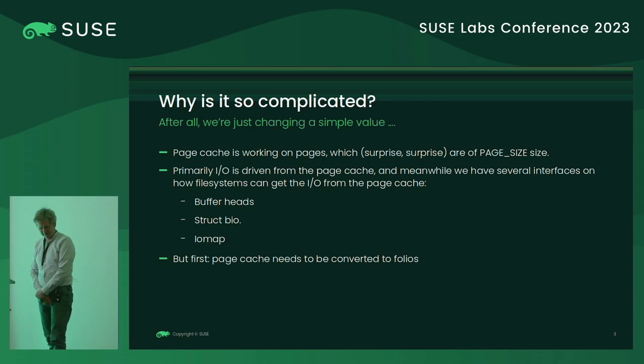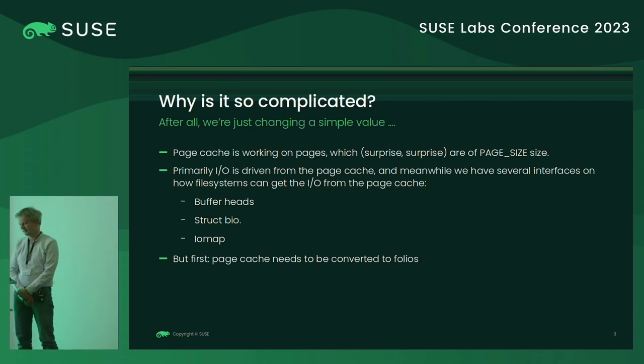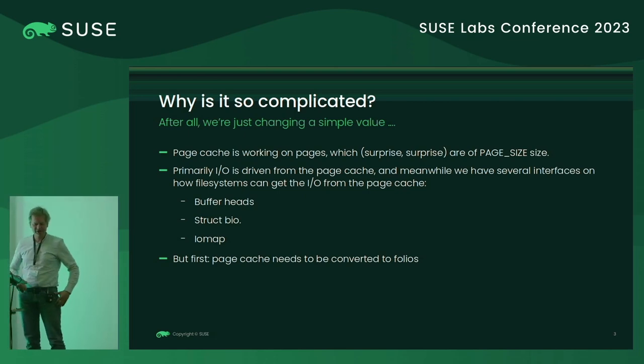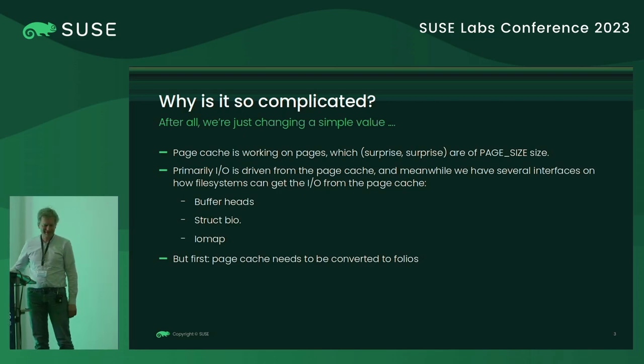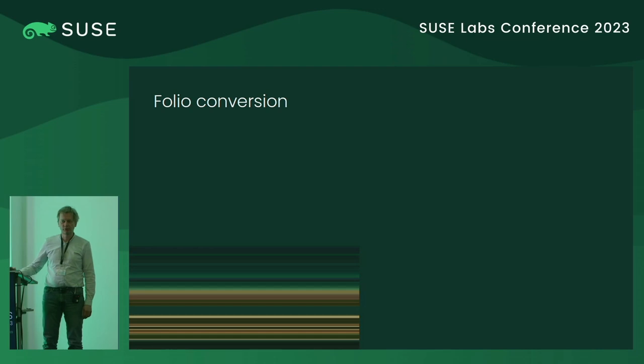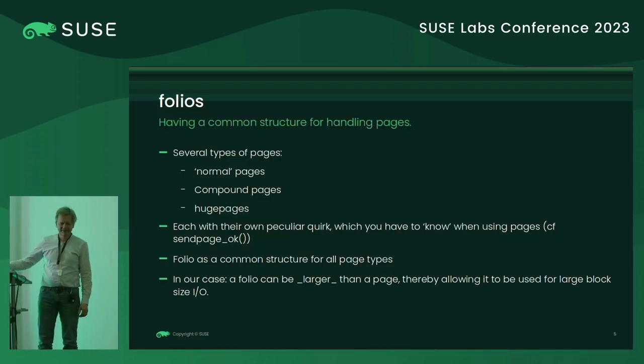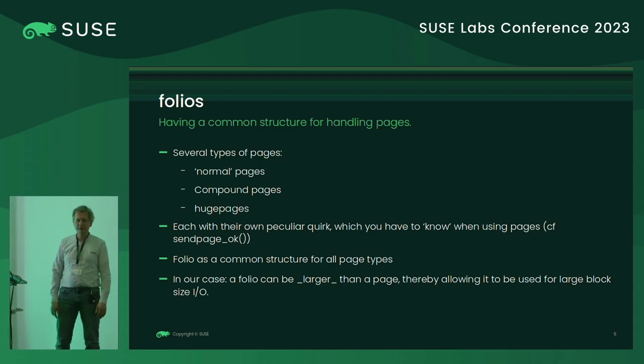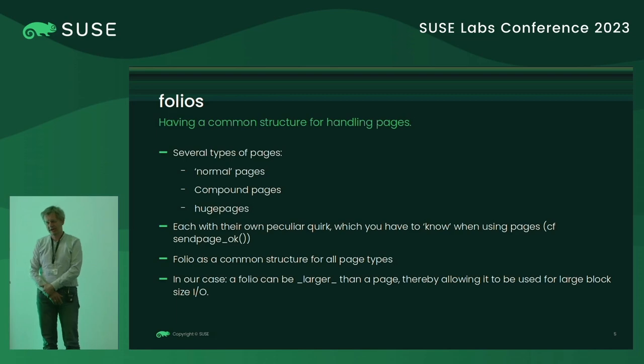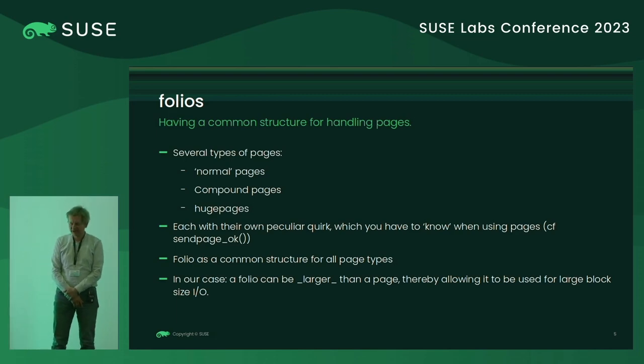But then, the first stumbling block here is the page cache itself, because that actually needs to be converted to folios. So, folios. This is the thing. The idea is as follows. The problem is that within the page cache, we do have pages, obviously. But we unfortunately have several types of pages.